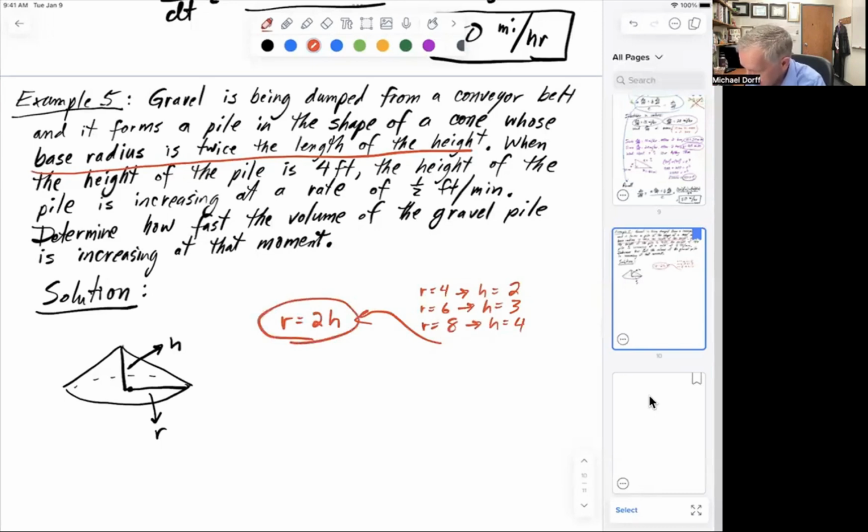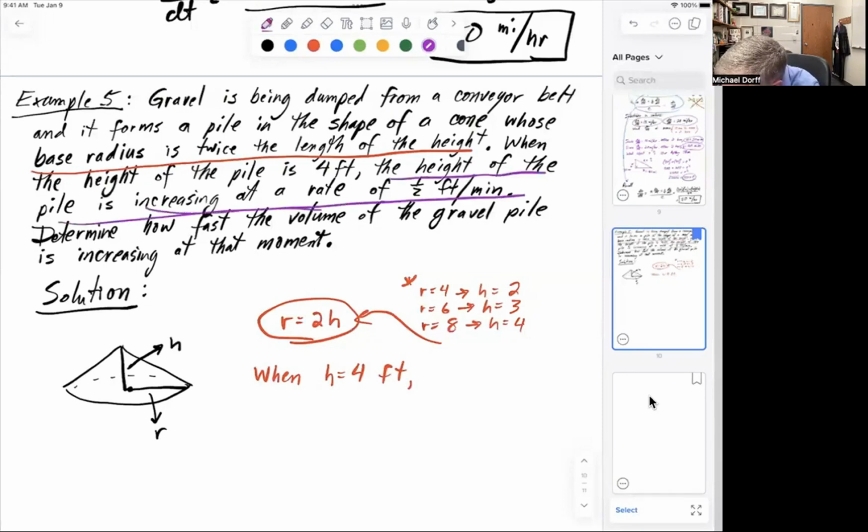Because then it makes sense. If I have R is 4, like we had right here, and H is 2, then 2 times 2 gives me my 4, and it works out. So make sure that you get this correct. You don't put 2R equals H, but it's R equals 2H. Okay, we're given that when H is 4 feet, the height of the pile is increasing at a rate. Let's use a different color here.